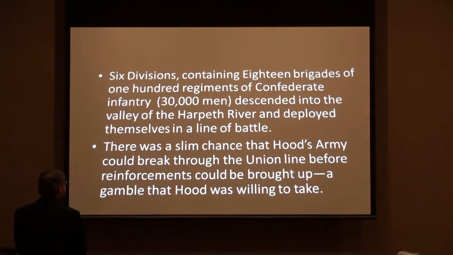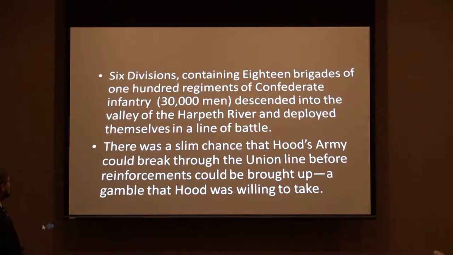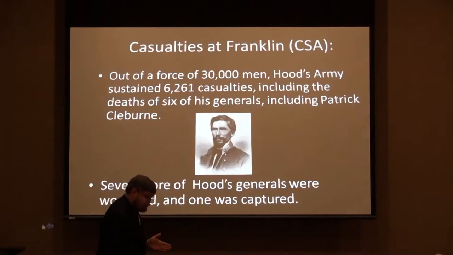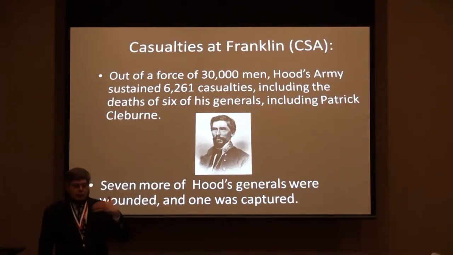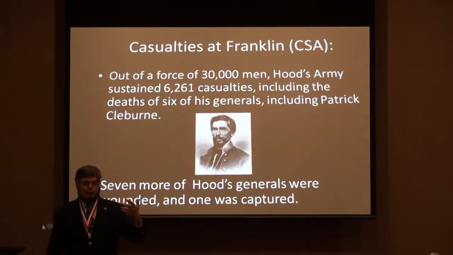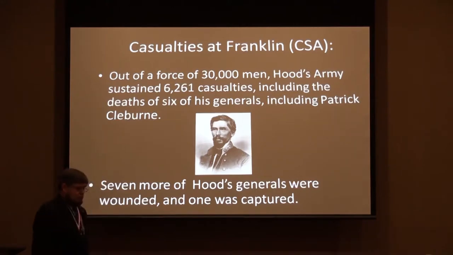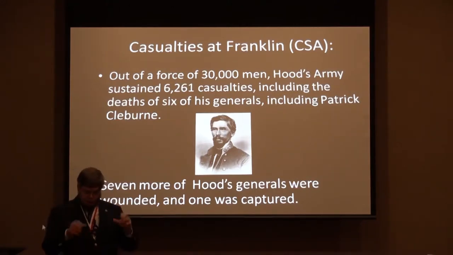Six divisions containing 18 brigades and 100 regiments of Confederate infantry, in other words, 30,000 men, descended into the valley of the Harpeth River and deployed themselves in a line of battle. There was a slim chance that Hood's army could break through the Union line before reinforcements could be brought up. Hood had been a gambler all his life. This was a gamble he was willing to take. His own reputation, his own redemption, if you will, was more important to him than the lives of his men, or at least that's how it appears.